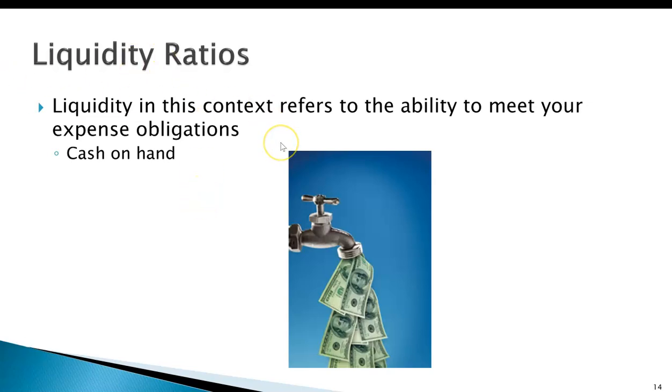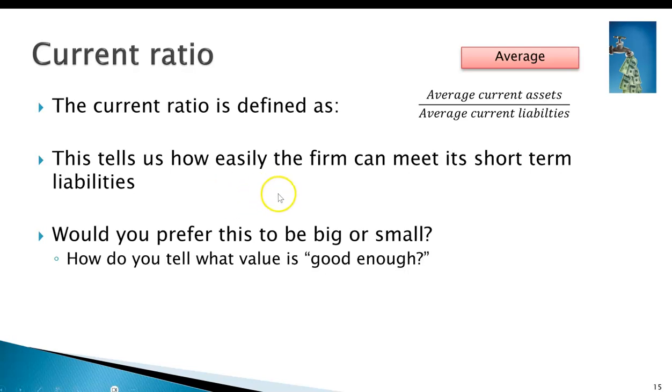Liquidity ratios. These are ratios that just look at liquidity, meaning I think of liquidity as the ability to get and spend money. So we're just talking about the amount of cash that you have available to do things with, and we measure that with liquidity ratios. These are usually the simplest and the first ratios we start with.